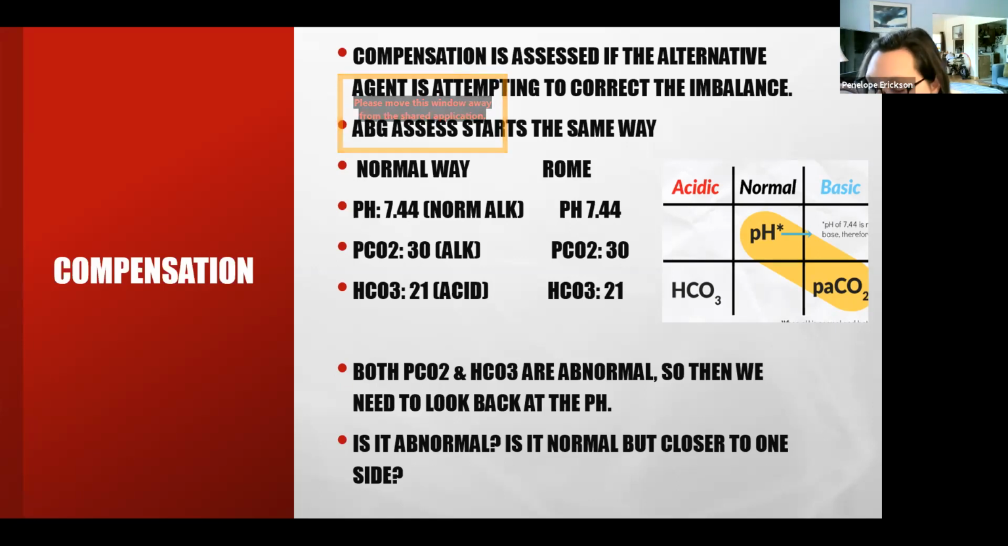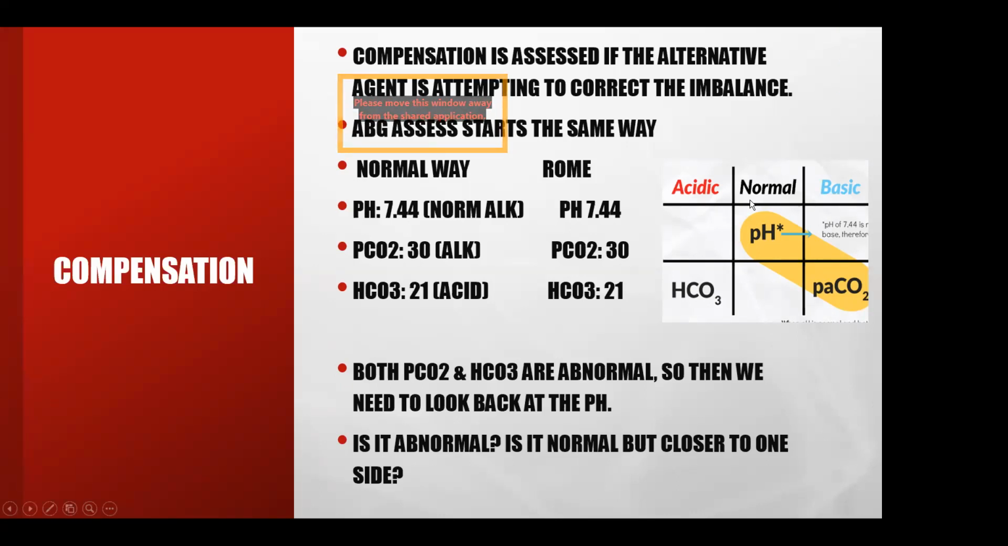Haley McGoldrick, is it fully compensating or partially compensating? Haley McGoldrick Ruth, are you there? Ashley Smith, is it fully compensating or partially compensating?